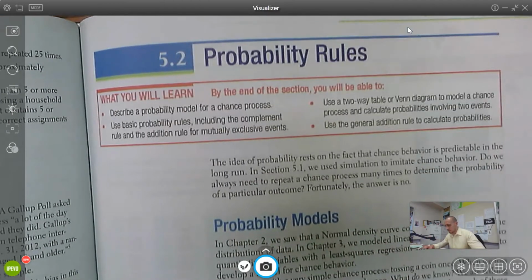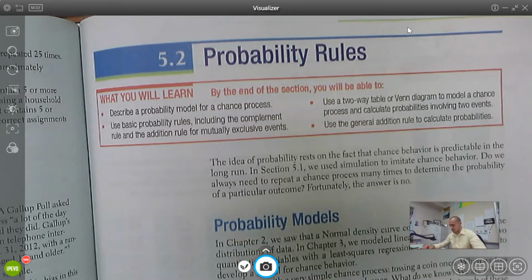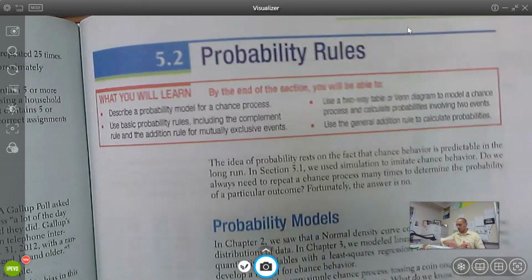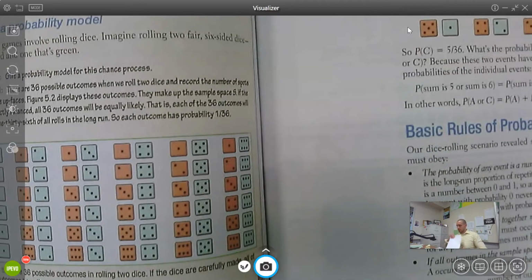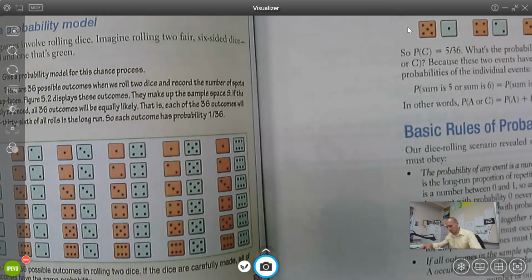So, we talked about probability models. It's just very basic probability rules using a two-way table or a Venn diagram, and then this general addition rule, which you learned in Algebra 2. A probability model just gives the possible outcomes and their probabilities.